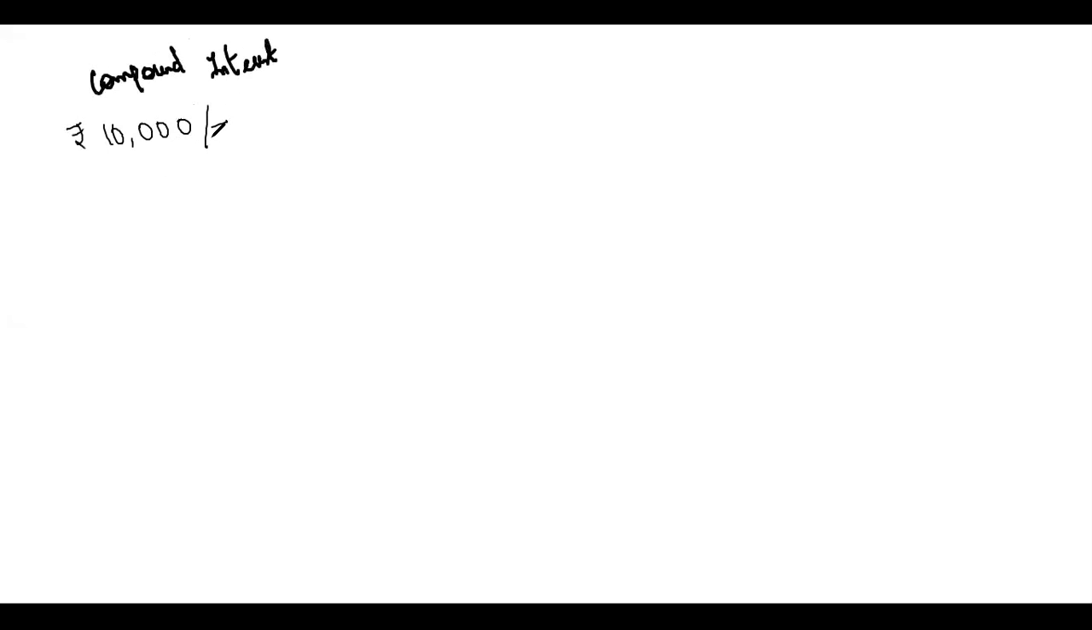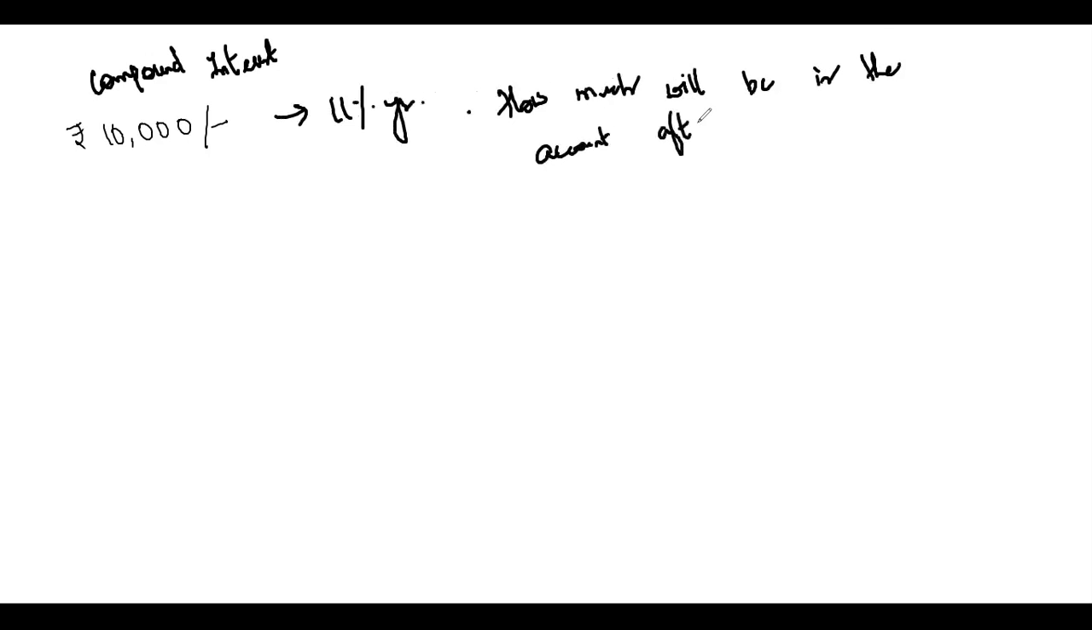The 10,000 rupees are deposited in a savings account, which yields 11% per year interest. How much will be in the account after 30 years? One way to solve the problem is every year add 11% interest and then calculate the value, and keep on doing it 30 times.